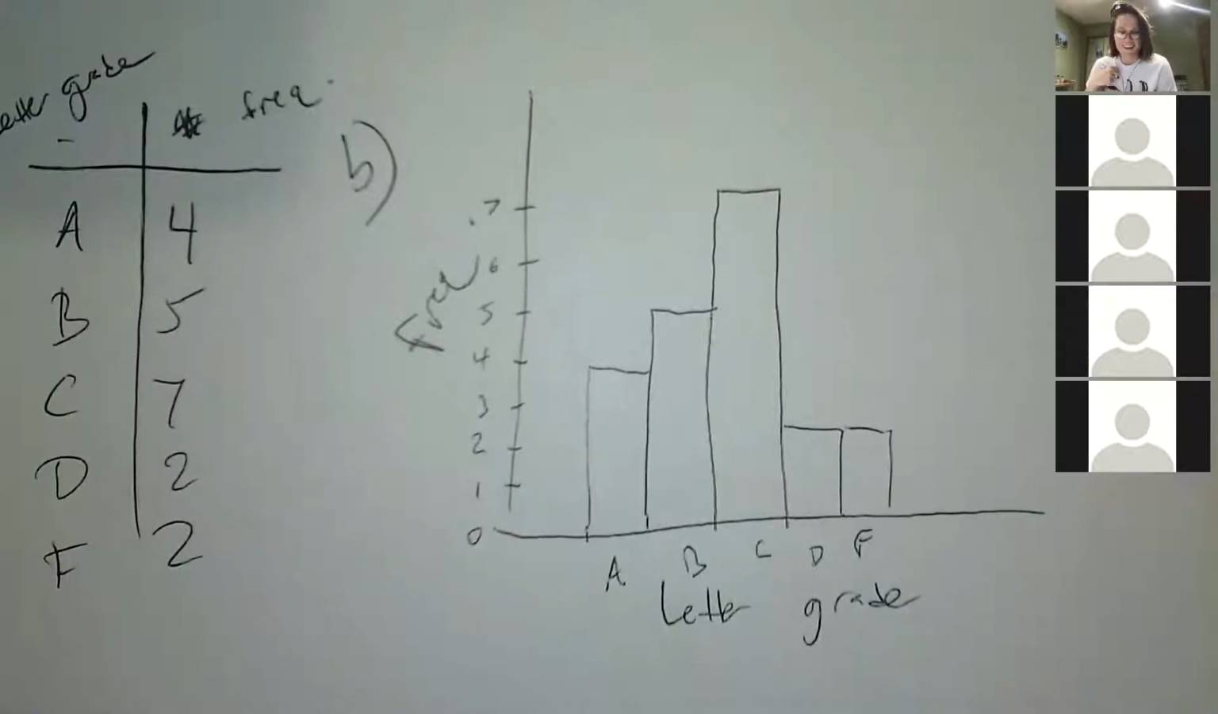That's your bar graph. So that's B. Any issues with that? Right. And then C, finally.